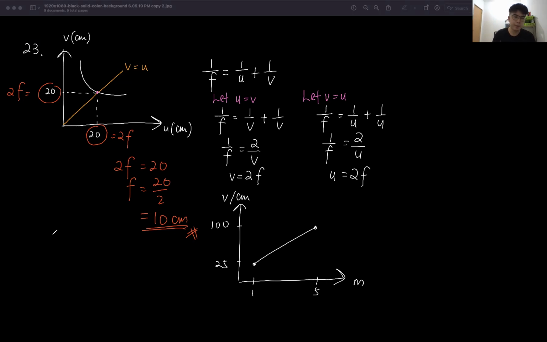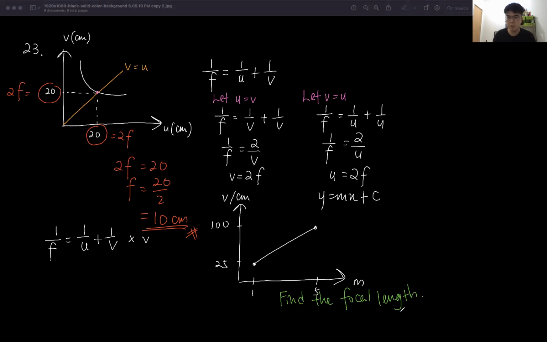V against M. So what we know about the equation, 1 over F equals 1 over U plus 1 over V. I modify this one, I multiply by V, because I just want to modify the equation to get this against this. I put it as y equals mx plus c. Let's say we want to find the focal length. The question asks, find the focal length. The only relation between all this is the thin lens formula.